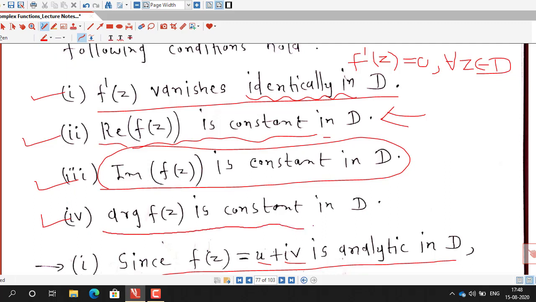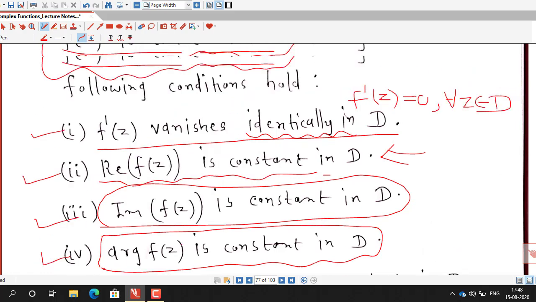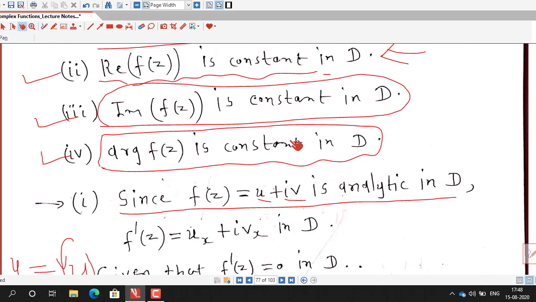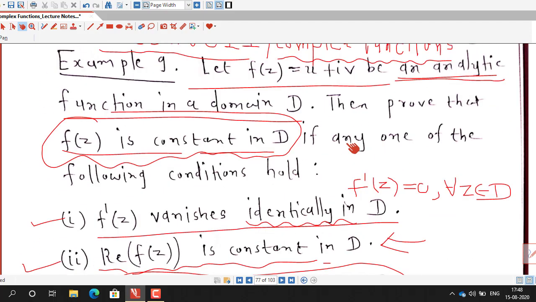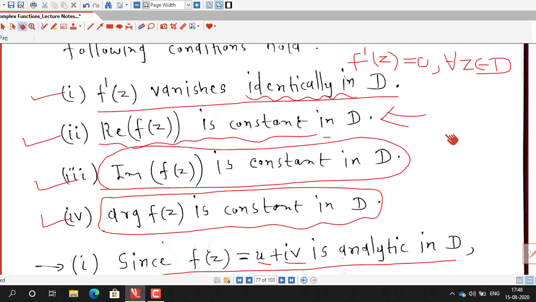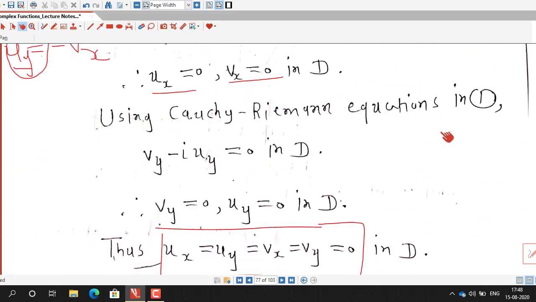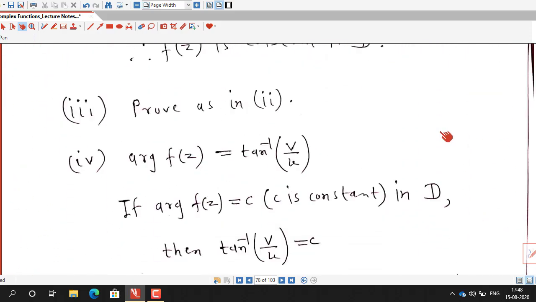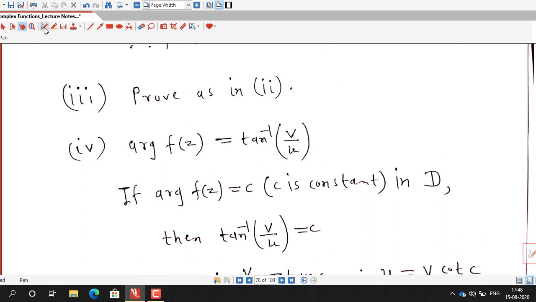If argument of f of z is constant in a domain D and common condition is f of z is analytic in a domain D. If argument of f of z is constant in a domain D and f of z equal to u plus iv is analytic in a domain D, then we have to show that f of z is constant in a domain D. So we start by considering argument of f of z. F of z is u plus iv.